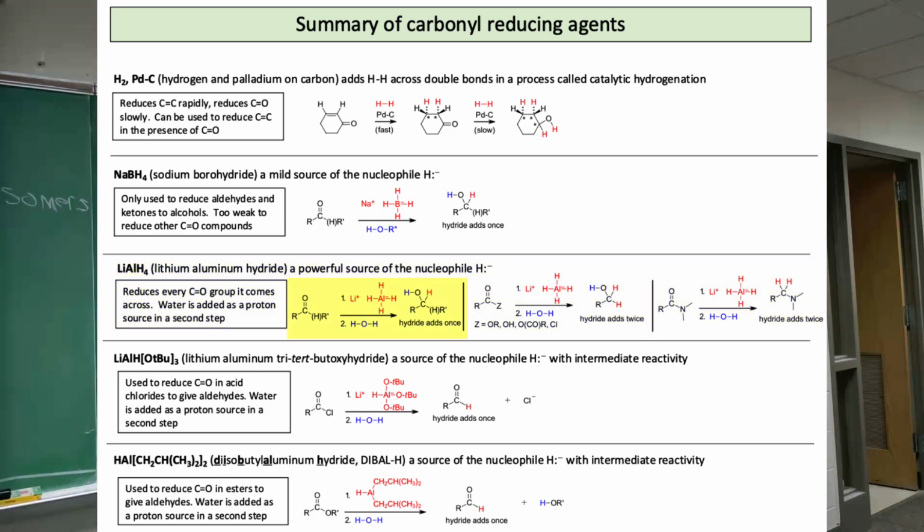We talked about how it does this. Now we're going to talk about how it does this. So here is that carbonyl with a Z group, and the Z can either equal OR, OH, the anhydride carboxylate group, or chloride. These all behave the same way in that lithium aluminum hydride adds hydride twice.